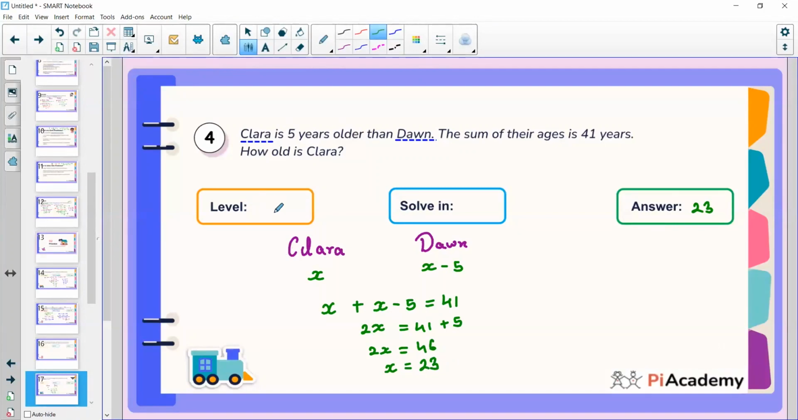Okay. So again, this was a medium level problem, but this should be solved within no more than 1 minute 30 seconds. Okay. 1 minute 30 seconds. All right, let's see the next question now.